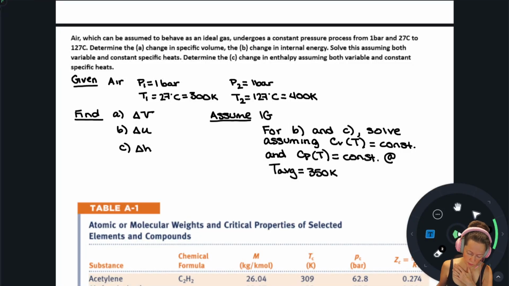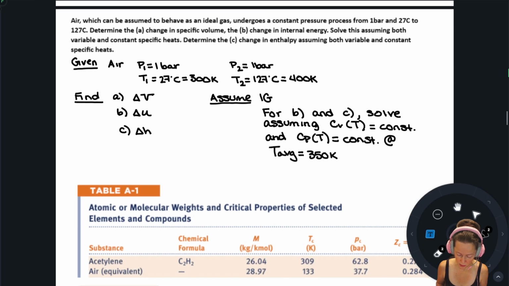Right, so we have air, which can be assumed to behave as an ideal gas, undergoes a constant pressure process from 1 bar and 27 degrees Celsius to 1 bar and 127 degrees Celsius. You'll notice that I've already converted the temperatures to Kelvin, so absolute temperature units. When you're using the ideal gas law, you find yourself multiplying and dividing by temperature, and so you do need to convert it to Kelvin or to absolute temperature units, so degrees Rankine if you were in English units.